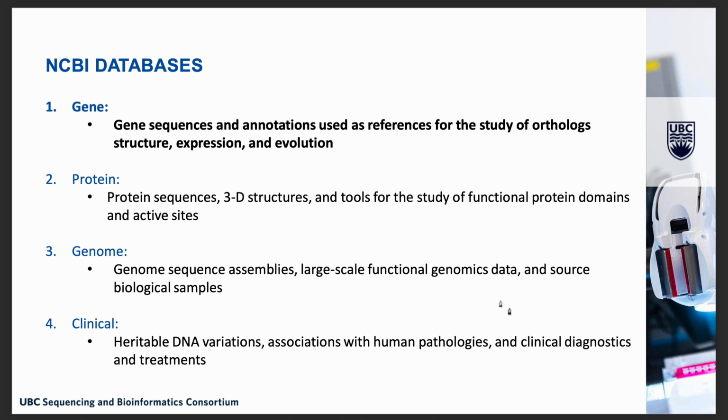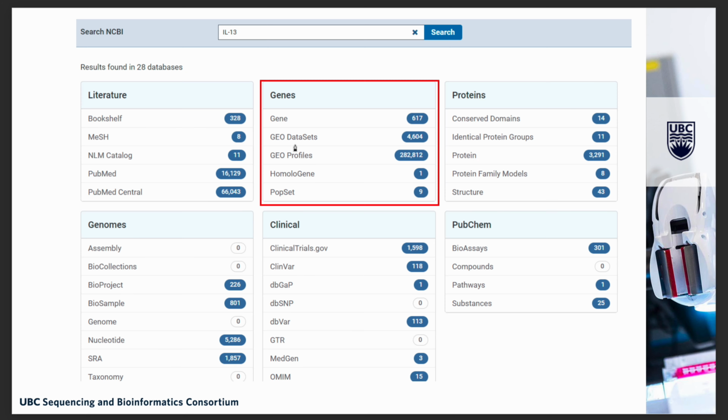Moving ahead would be the NCBI databases. As we know, in NCBI databases we have gene, protein, genome, and clinical variation. In the gene database, we get gene sequencing and annotation used as a reference for the study of orthologs, structure, expression, and evolution.